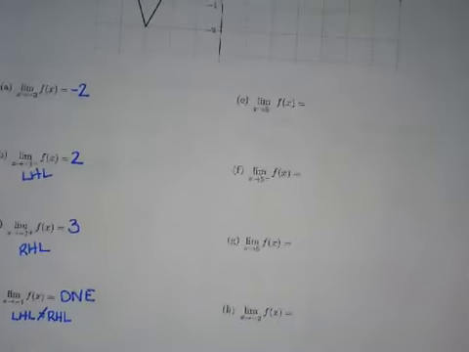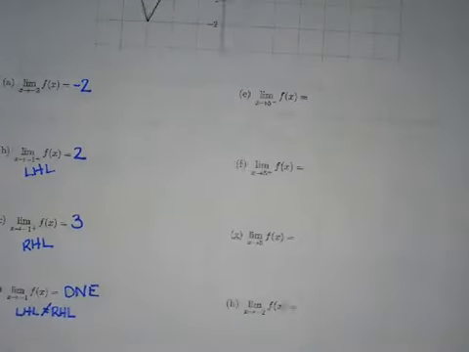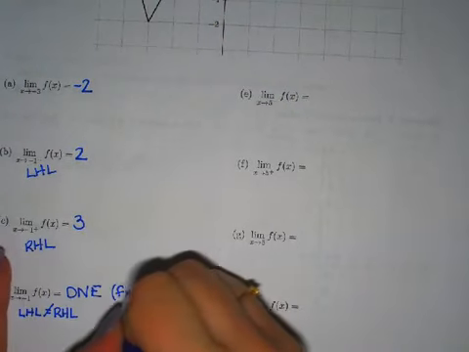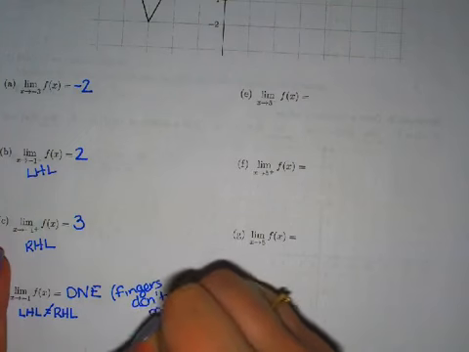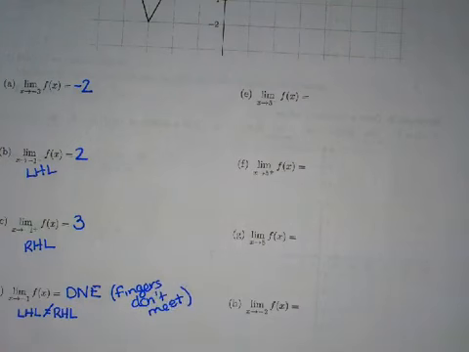If your fingers do not meet, your limit does not exist. So if the left-hand limit does not equal the right-hand limit, it does not exist. So graphically, again, your fingers don't meet. And that's how you know.